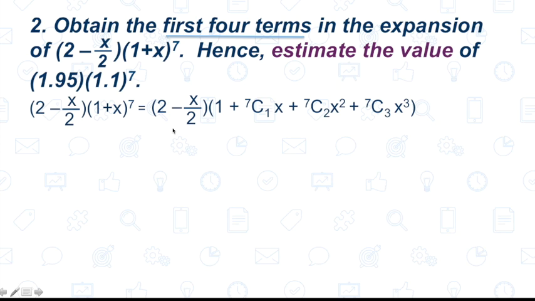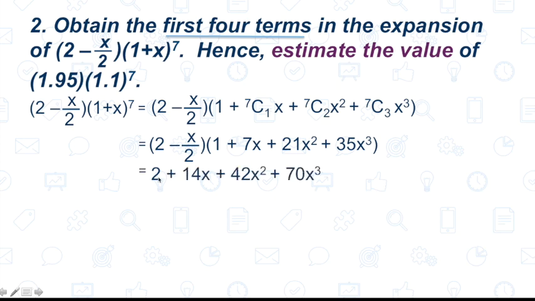All right. So this is what we're going to have. All right. So 2 multiplied to 1 is 2. 2 multiplied to 7x is 14x. And do the same for the rest, and we will get 42x squared plus 70x cubed.